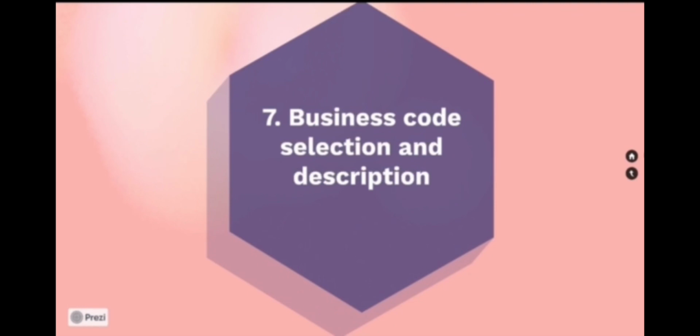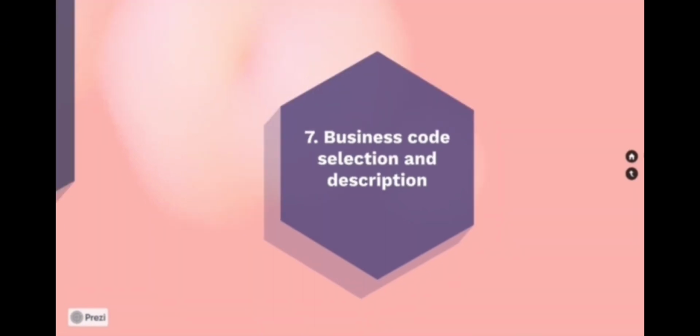Step number 7 is business code selection and description. You have to select the business code related to the type of business you want to establish and give a description together along with the registered business address.